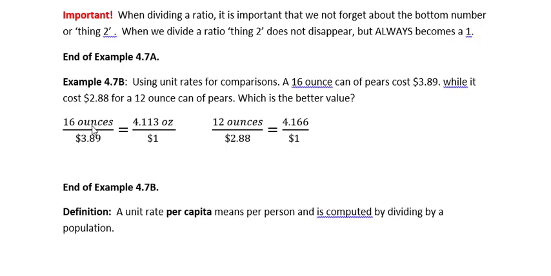Okay, so notice that I flipped it around and I just again divided. 16 divided by 3.89, and I got 4.113, and that's ounces over $1. Same thing here, and I should have put ounces here. If you just interpret this, you'll see that you get more ounces for each dollar here. So this is the better value. So you just got to be really careful. I strongly recommend writing down the units, thing 1 and thing 2.